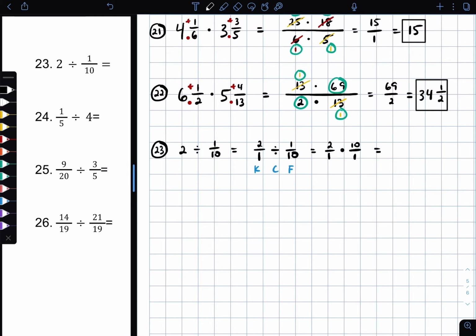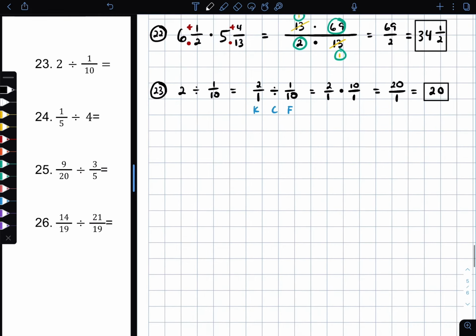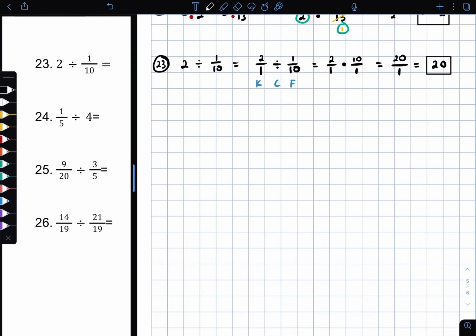At this point, you can just multiply the tops, because I don't think we can simplify, and multiply the bottoms. So 20 over 1 is just going to be 20. All right, so that's 23.